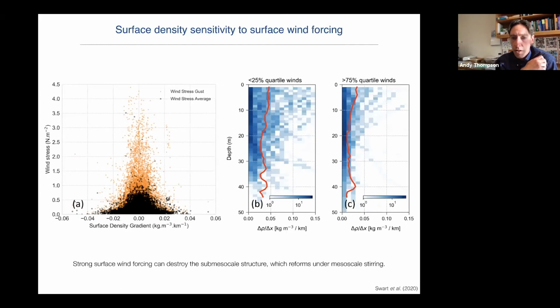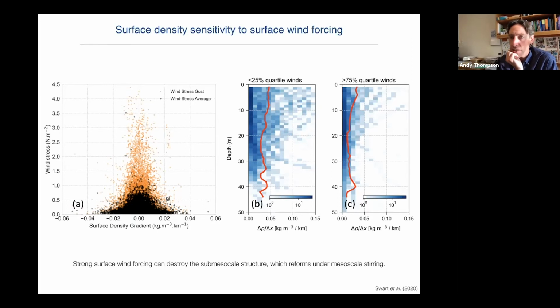But what's more important are the plots on the right-hand side here. If you look at the strength of the horizontal density gradients, given here as a function of depth, most of them happen in the upper 40 meters, which is the depth of the mixed layer. During periods when the winds were weak, you can see either through the blue there, which is the distribution or histogram of the horizontal density gradient, or the mean value in red, that you had stronger horizontal density gradients than you had during the periods when you have the stronger winds. So that's the greater than 75% quartile. It's on the right-hand side.